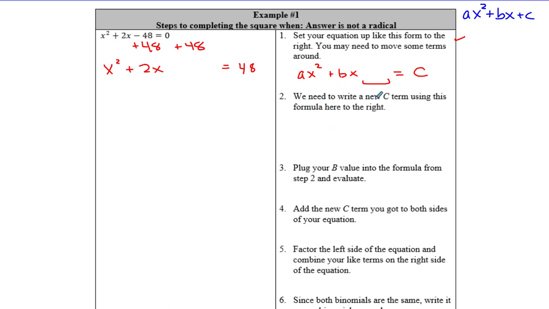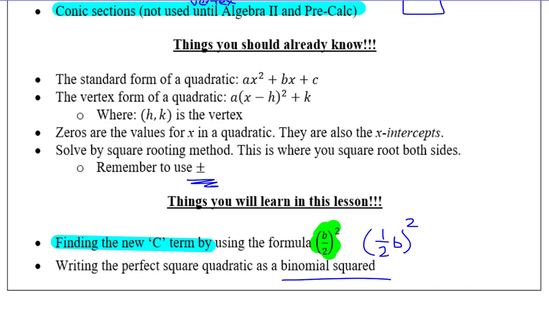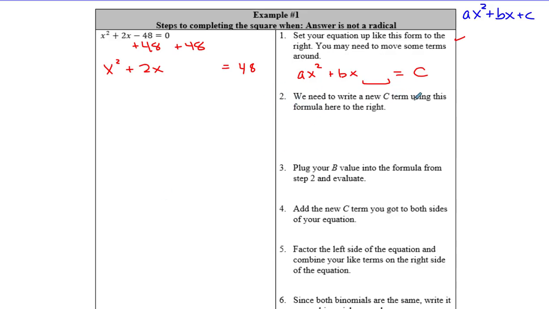Step 2, it says we need to write a new C term using this formula here. And this is the one that we put on this little section right here. This is that b over 2 squared. Okay, so we're going to have the b over 2 squared. I'm going to write that here. But I'm going to show you how it works right here. We're going to do this part in green. So we have our A value and our B value. Let's go ahead and maybe just label these for those of us that like to label them. We got A is 1 and B is a positive 2.